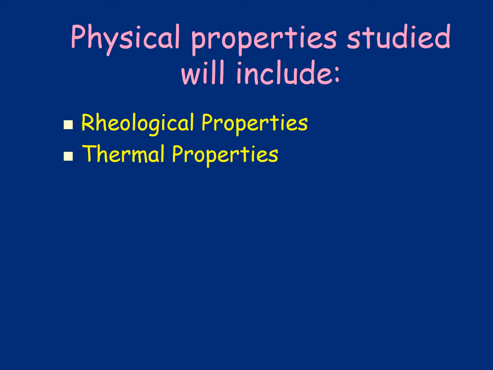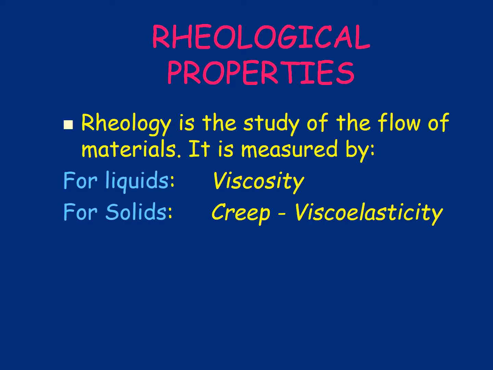Then we have thermal properties. Thermal properties is also important. Now the temperature in your mouth is 37 degrees Celsius, and it can vary from 5 to 60 degrees Celsius according to what you eat. For example, when you drink a cup of tea or eat an ice cream, the temperature will change. And this change in temperature may irritate your pulp, so it's really important to protect the pulp from these thermal changes. Liquid flow is measured by viscosity, and solid flow is measured by creep and viscoelasticity.